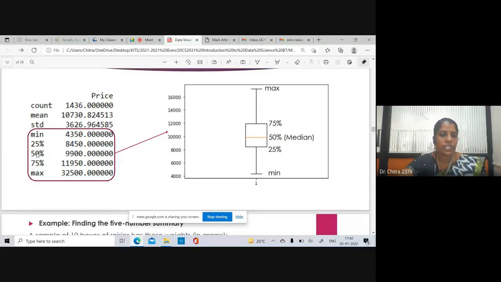Then the 50 percentage value is also there, 9,990. That is the median value, and 75 percentage. First the minimum and maximum value, draw a line. Then next are the 25 percentage and 75 percentage values. There you draw a box, 25 and 75%. Then you draw a perpendicular line at the median. 50% is the median value. Do you know how to find the median of the given numbers?